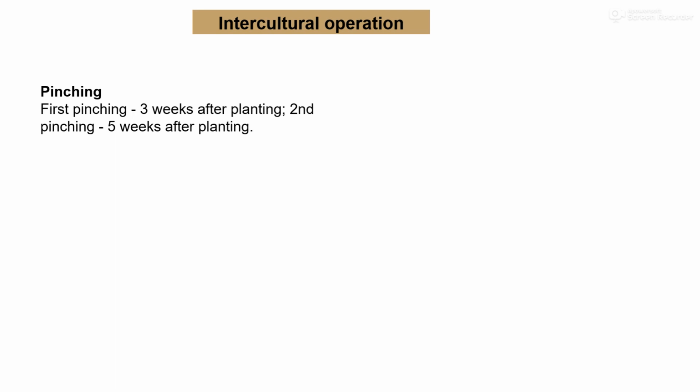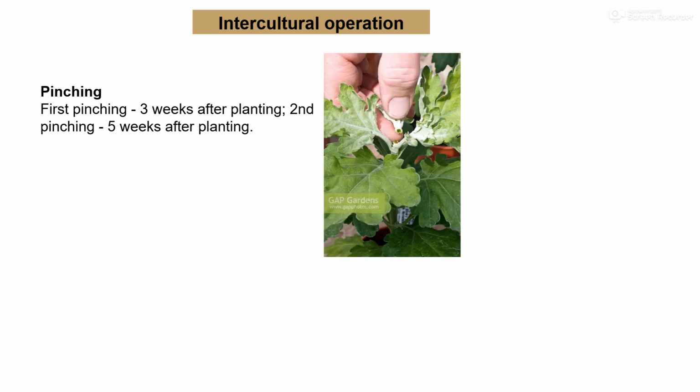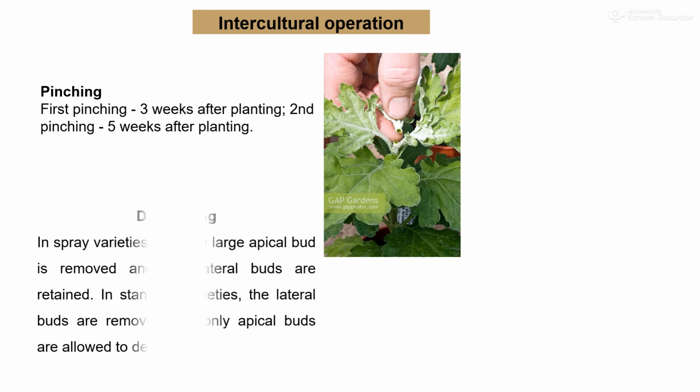Special cultural practices or intercultural operations in chrysanthemum. One is pinching. Pinching means that when the plant is set after transplanting, we remove its terminal growing tip, which facilitates side branching. For obtaining a good number of side branches per plant, pinching is necessary. The first pinching should be 3 weeks after planting and the second, 5 weeks after planting.